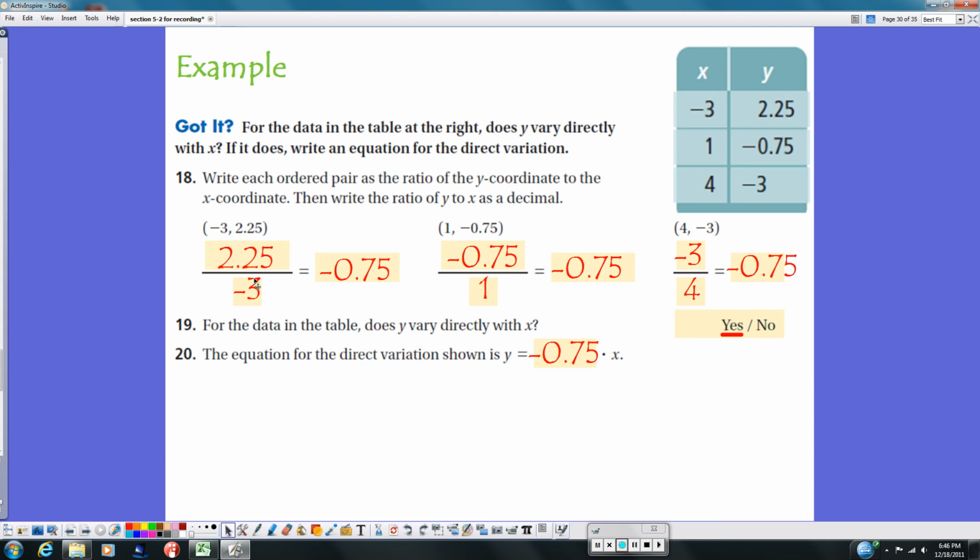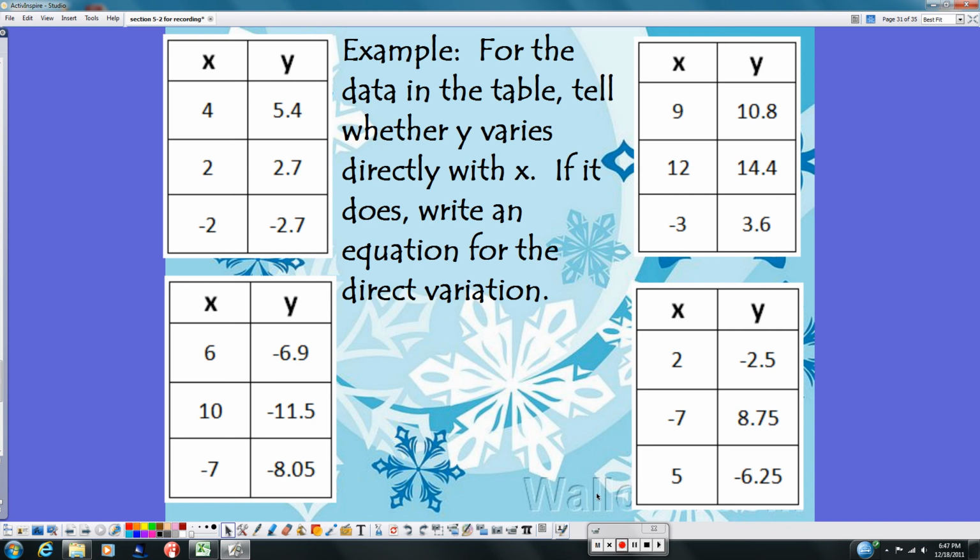So here, when I take 2.25 divided by a negative 3, I get negative 0.75. And when I take the negative 0.75 divided by 1, I get negative 0.75. And when I take negative 3 divided by 4, I get negative 0.75. Since all of these are the same, it is a direct variation, and the equation would be y equals negative 0.75x. Let's try a couple more.